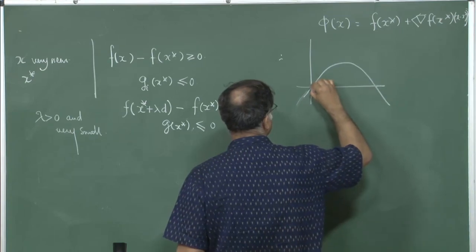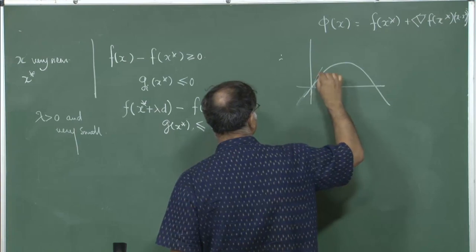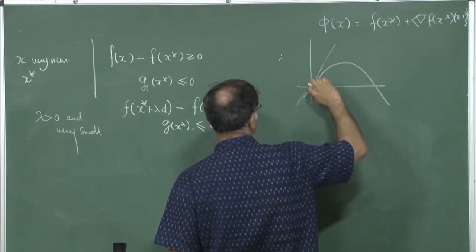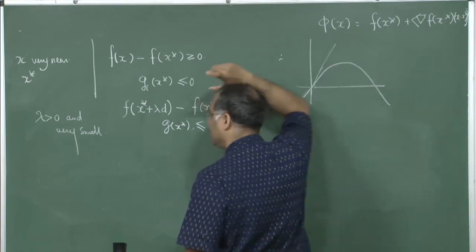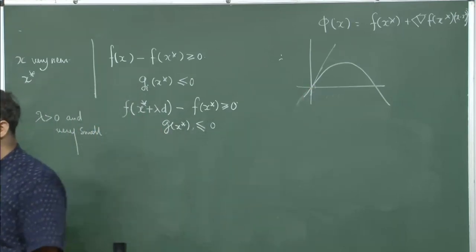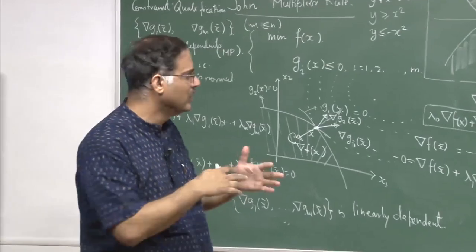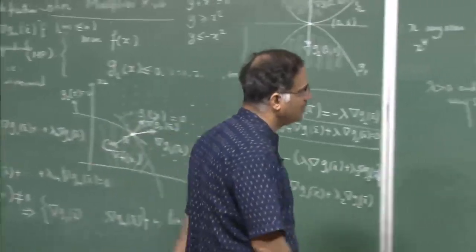For example, those who have forgotten this basic fact, let me look at this sin x graph. When x is very near 0, its difference with the line y equal to x is very small, but as you go out, away from 0, the difference starts increasing. But as you come very near 0, that is why you have learned in physics that they always use sin x is almost x when x is very, very small. So, the same idea is being used here.